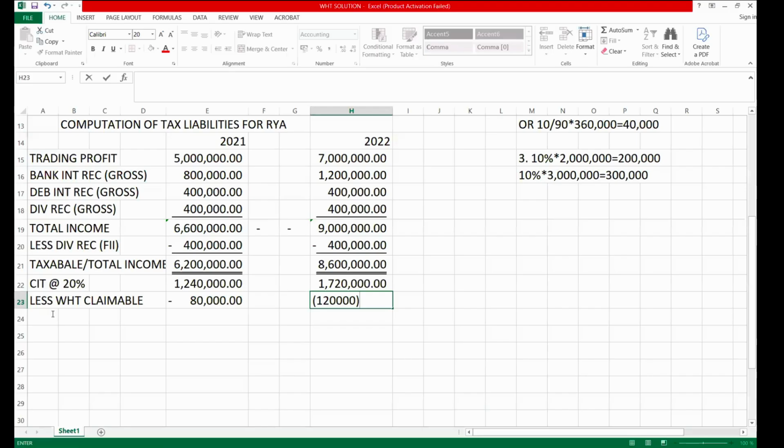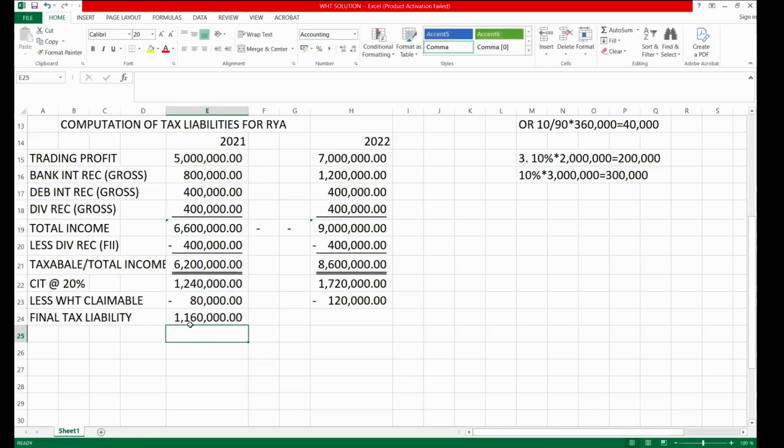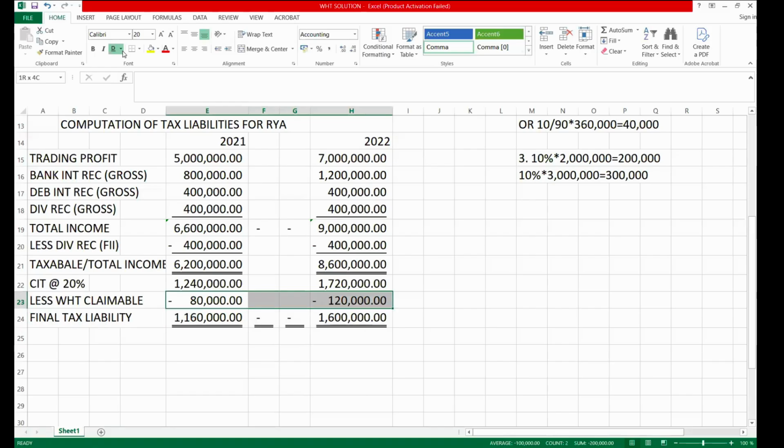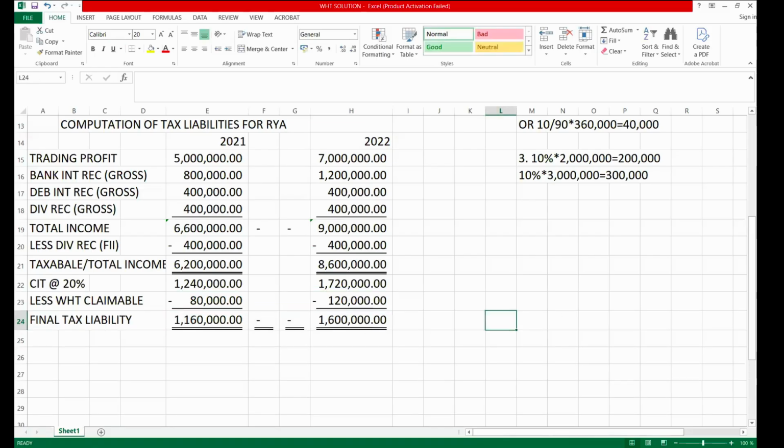So you less that amount, and the resulting figure will give you the final tax liability. So it equals this plus this. That will be the final tax liability, which is what we are expected to calculate. That is what the examiner expects from you as far as this question is concerned.